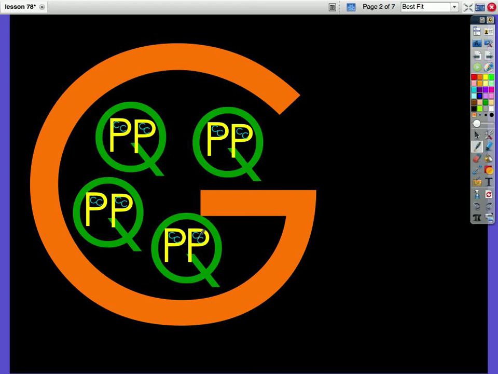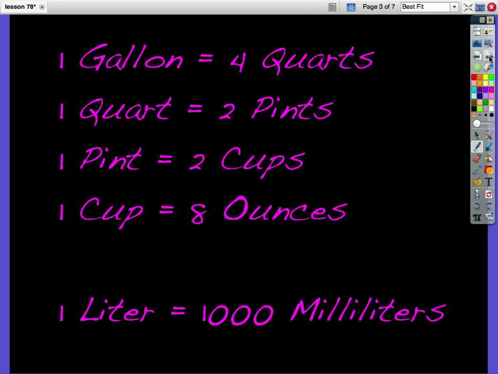And the same thing goes with the cups. There's 2 cups into 1 pint. Okay? And then if we look at it more, we have the 4 Q's. Well, we have 8 pints that are going to be in a whole gallon, or we have 16 cups that are going to be in a whole gallon. Okay?